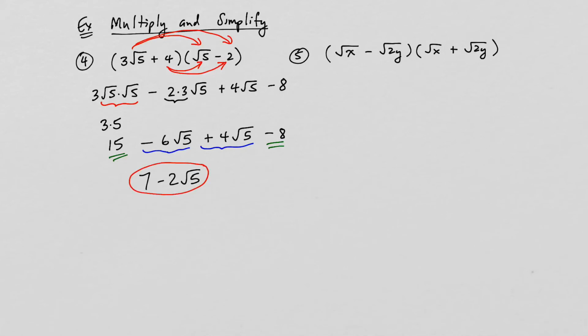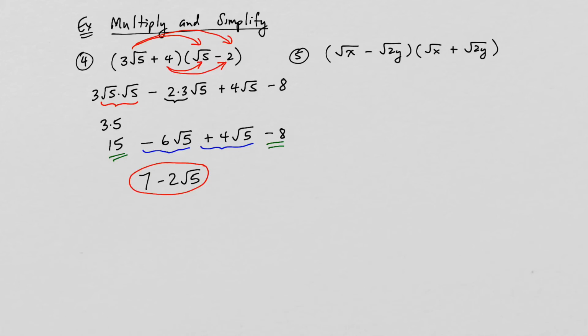Now, it's important that you know when to stop. You cannot combine 7 and negative 2 radical 5. For some students, it's tempting to subtract these two numbers, but again, you have two terms here, and these are not like terms because there's no radical 5 attached to the 7. So this is where we need to stop.